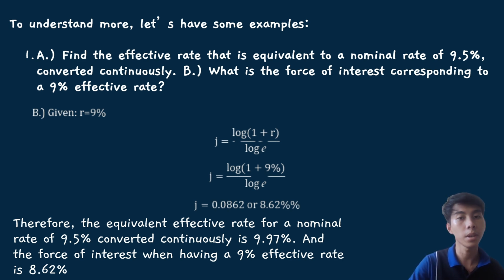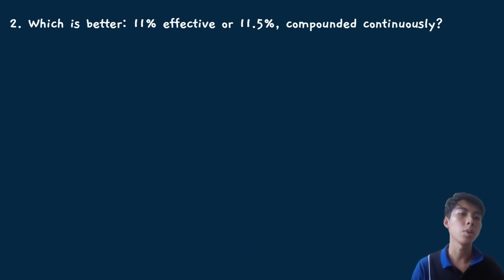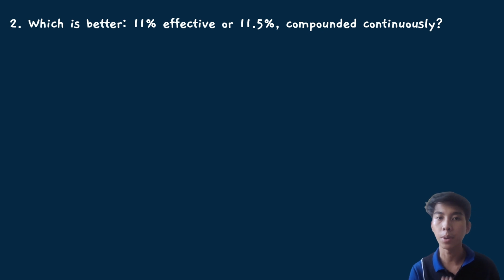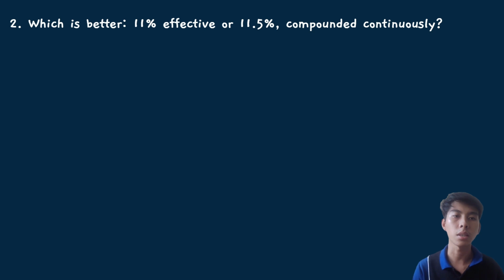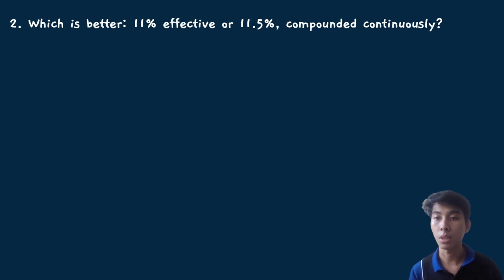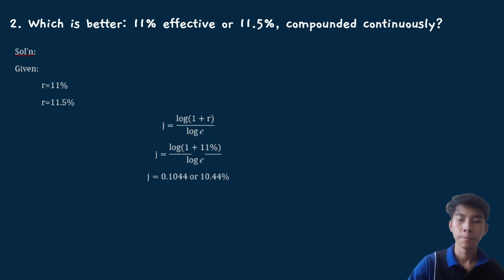So we have another problem. Which is better? The unknown here is the nominal rate. We need to find the nominal rate when we have an 11% effective rate or an 11.5% effective rate, both compounded continuously, meaning it grows continuously or indefinitely. We need to find which one is better.